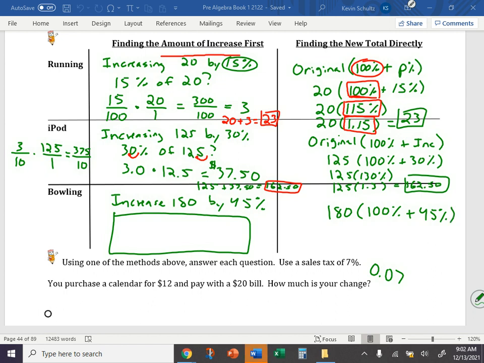Okay. To put it in your calculator, we're going to first convert this to decimal form here. So 180 times 145%, which is what we get from 100% plus 45%. As a decimal, that's 1.45. And what's your goal for your next bowling score?